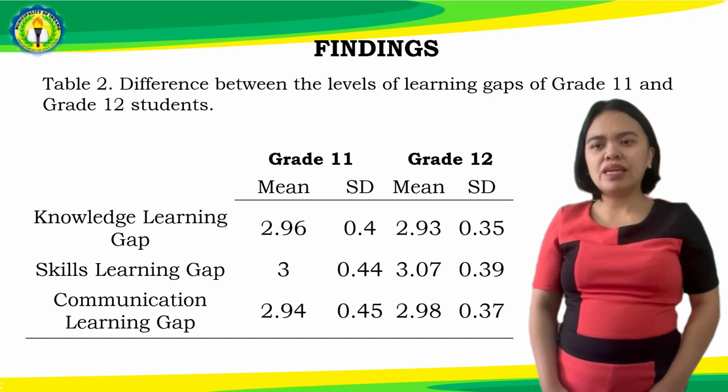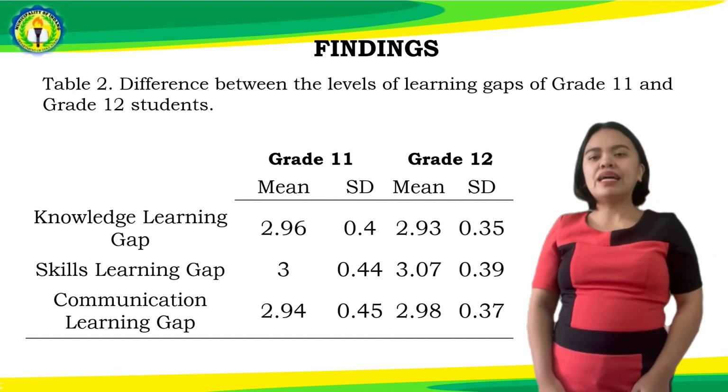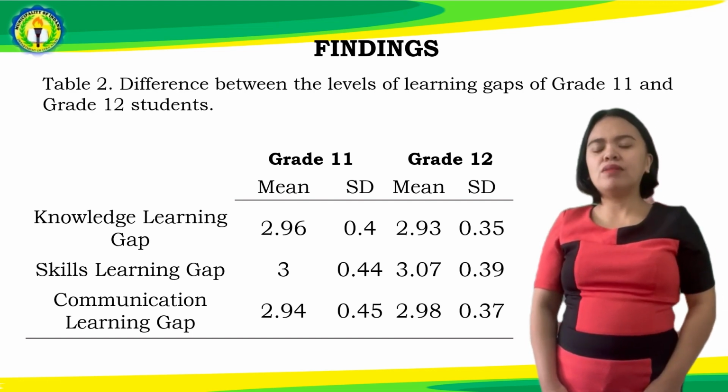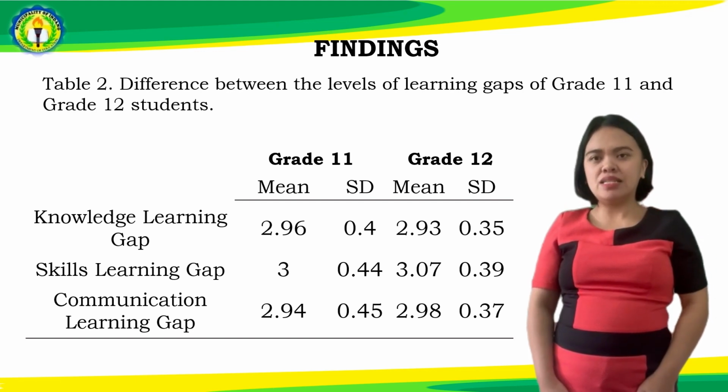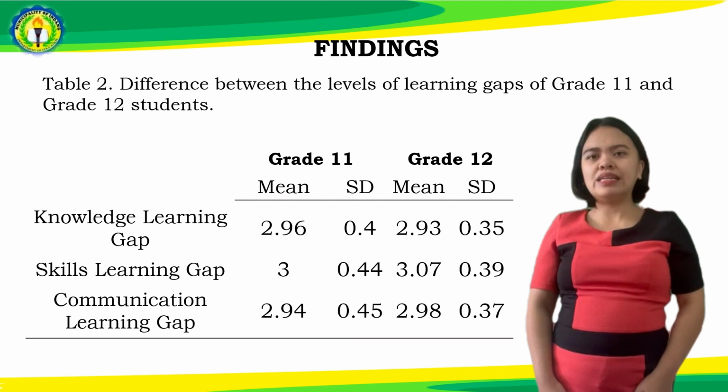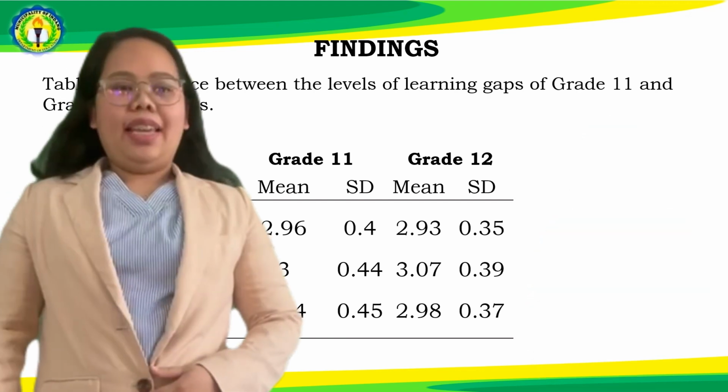And lastly, in communication learning gap, grade 11 got 2.94, while grade 12 students got a mean of 2.98 with a difference of 0.04. Furthermore, both grade 11 and 12 students lack learning skills.